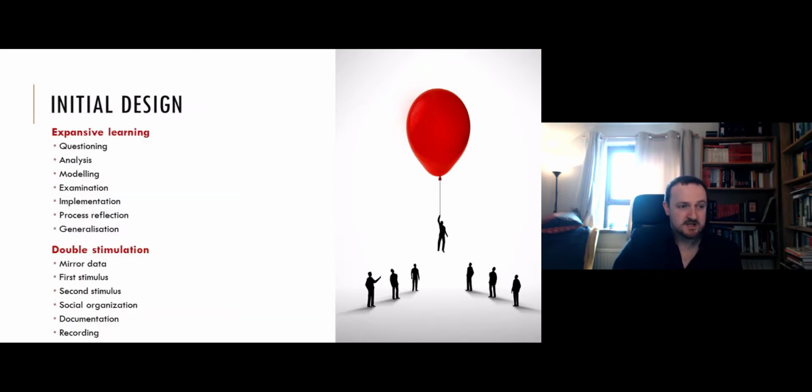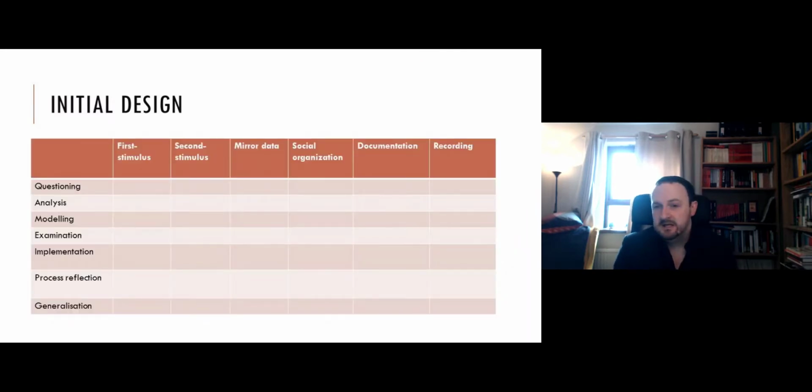Okay, so what we do, as I've hinted verbally several times now, is the change laboratory, the way I look at it anyway, is taking these two things, expansive learning, which has these actions, and double stimulation, which has these task design elements, and overlaying them on top of each other. Now this is an oversimplified way of how it might look, but it makes the point, I think.